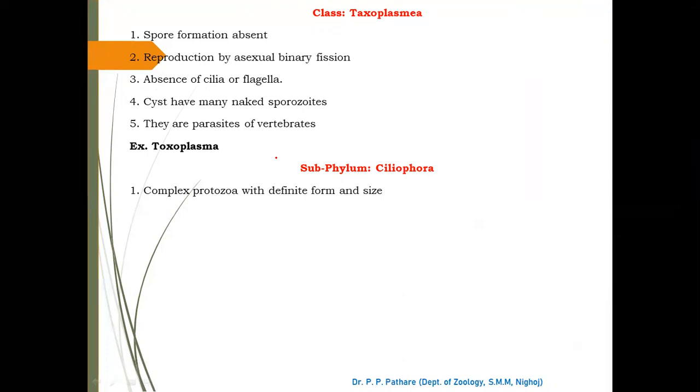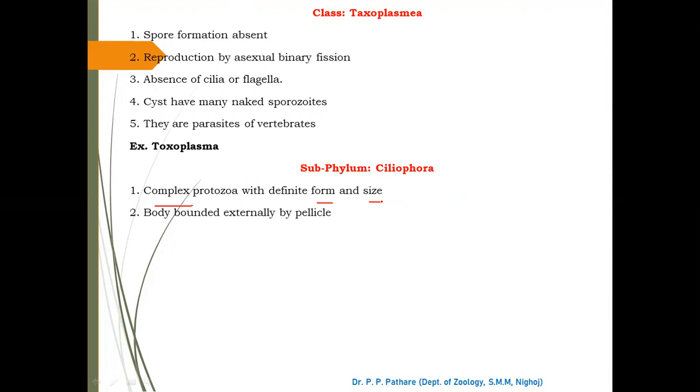Ciliophoran protists. They show complex body organization. This is a very important characteristic, because in the previous slide we observed the spores of protist animals showing simple body formation, but here they show complex body formation with definite form and size. Next characteristic: the body is bounded externally by pellicle.